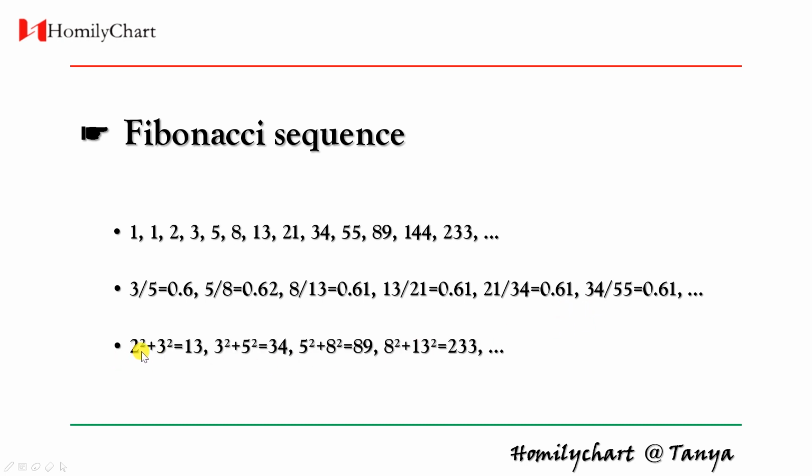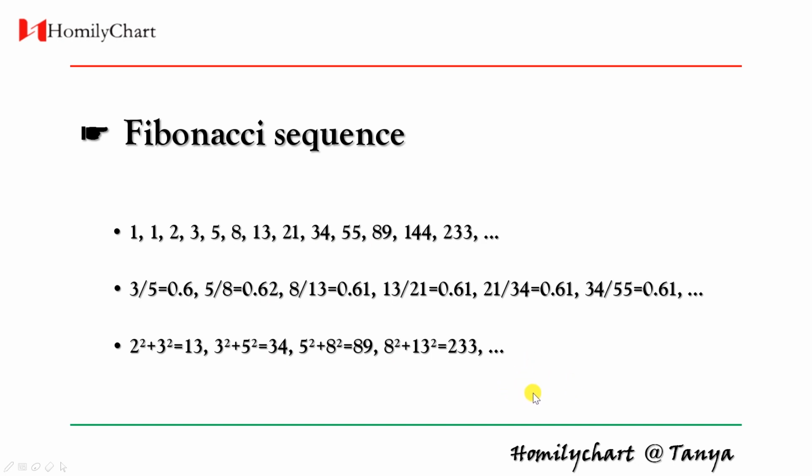And if we use 2 squared plus 3 squared, then we get 13. 13 is one of the Fibonacci numbers here. And if we use 3 squared plus 5 squared, then we get 34. 34 is also one of the Fibonacci numbers. So we find this is an amazing sequence.